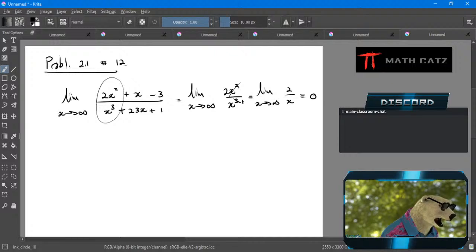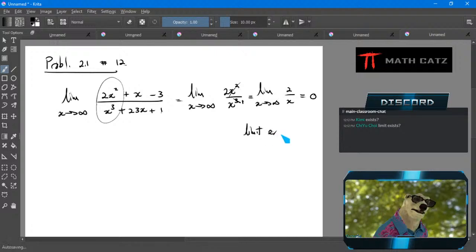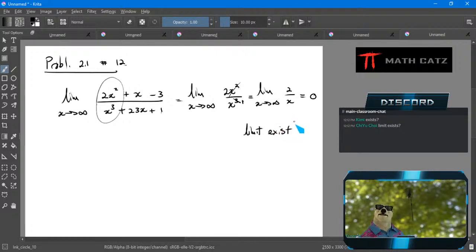That is my question to you. Exists or does not exist? 0 is a number, limit exists. Sure, 0 is perhaps a special number, but it is a number. It is finite. The limit exists. Horizontal asymptote will be 0. All those things, they're all related, right?